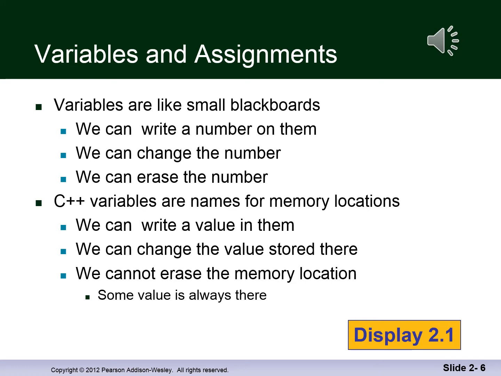C++ variables are names for memory locations that hold data. We can store a value in them. We can change the values stored there. However, we cannot erase the memory location. Some value is always there. And let's take a look at display 2.1.